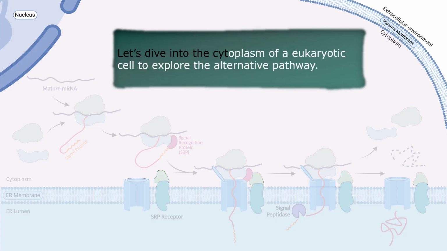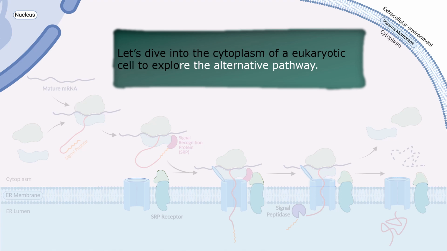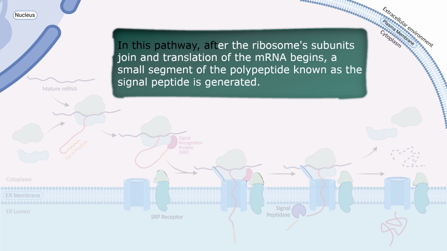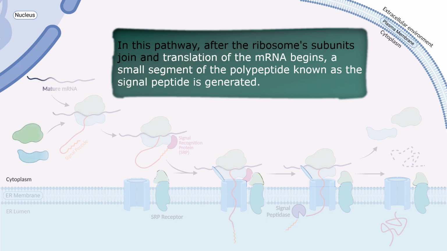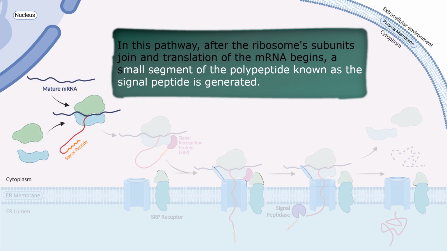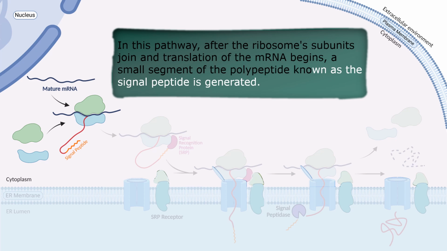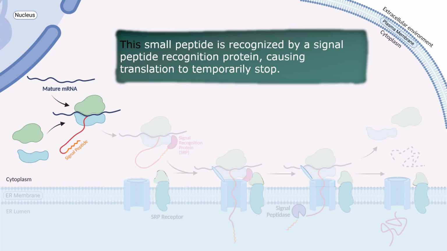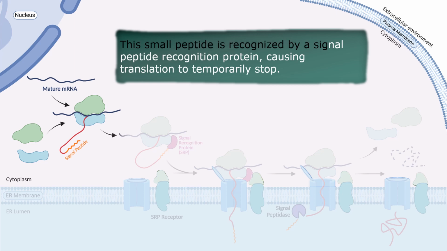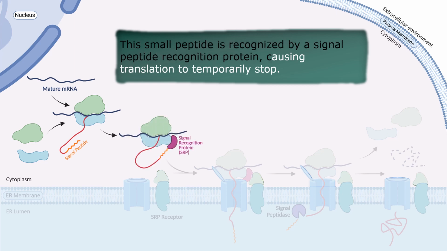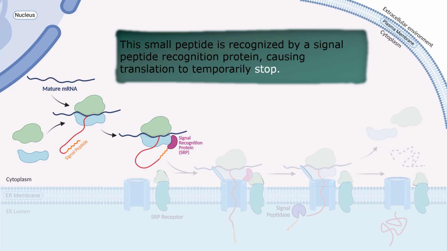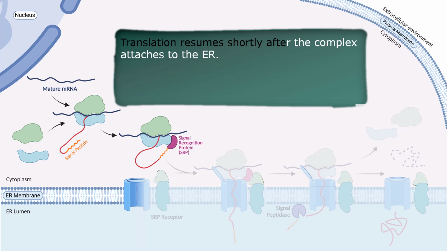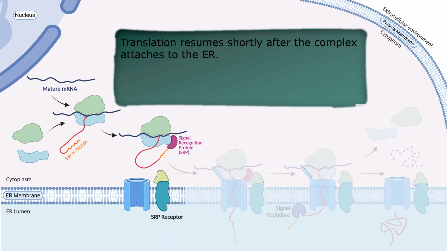Let's dive into the cytoplasm of a eukaryotic cell to explore the alternative pathway. In this pathway, after the ribosome subunits join and translation of the mRNA begins, a small segment of the polypeptide known as the signal peptide is generated. This small peptide is recognized by a signal peptide recognition protein, causing translation to temporarily stop. Translation resumes shortly after the complex attaches to the ER.